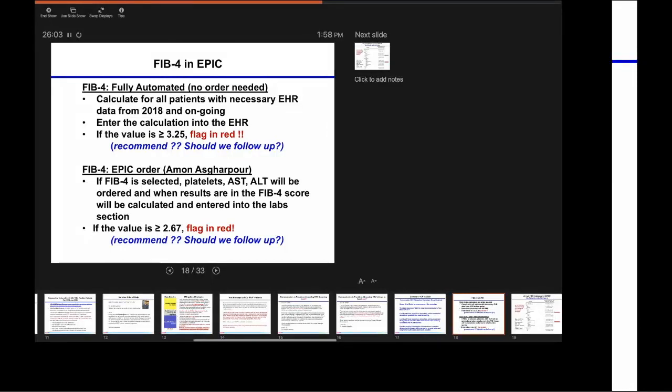So for the FIB4s that are ordered by the physician, the cut point is going to be lower. We have a flag in red, and you have to have just the interpretation. We're working out exactly what the language should be, like with GFR. It should be a list of the numbers and the explanation.